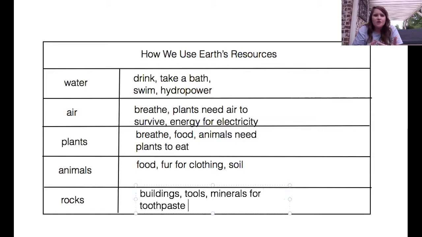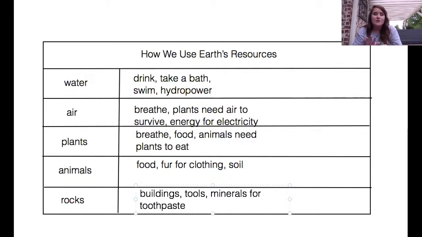When we look at this chart, we just came up with two or three different things for each resource, the reasons how we use them every single day. Looking at this and thinking about how you use water, air, plants, animals, and rocks every single day, what do you think would happen if we didn't have any of that anymore? What if we didn't have water anymore? What if we didn't have air anymore? What if we didn't have animals anymore? Do you think that would be a very fun earth to live on?